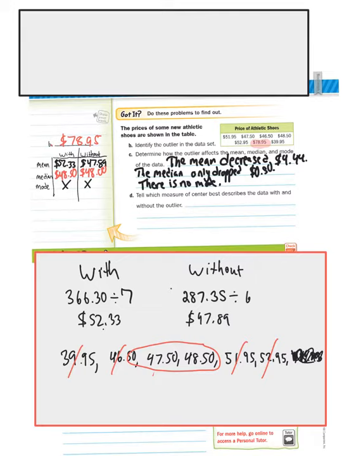Now the last question says, tell which measure of center best describes the data with and without the outlier. So here's what you got to know. You don't want the data to change that much. So first off, we can eliminate mode because there is no mode. Second, because the mean changed so much, we're not going to go with mean as the best measure of center. So in this case, the median, because it only changed by 50 cents, would be the best measure of center. So I'll pause it and I'll write that down. Okay, so I said the median is best because it only changed by 50 cents without the outlier.